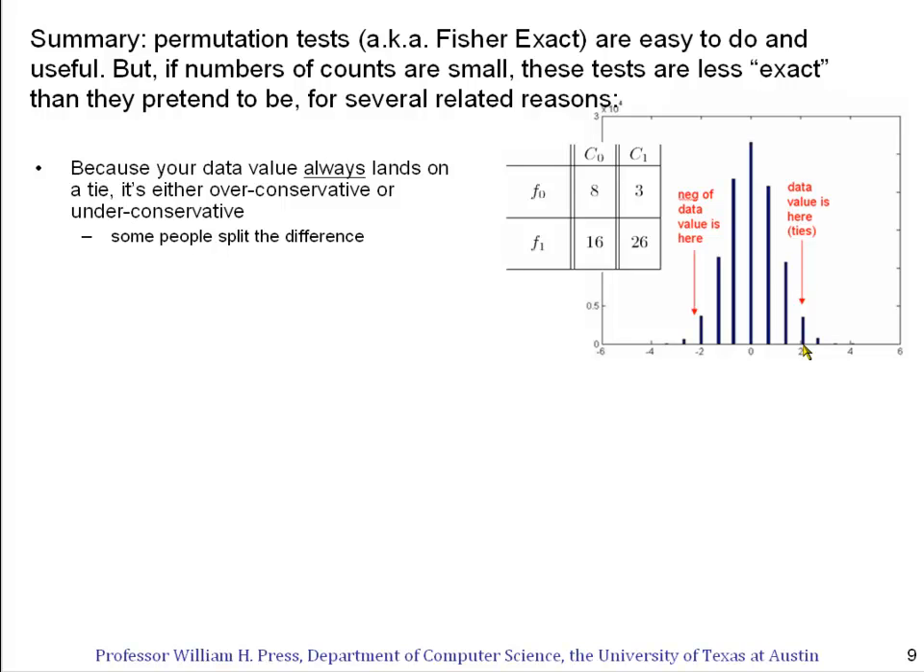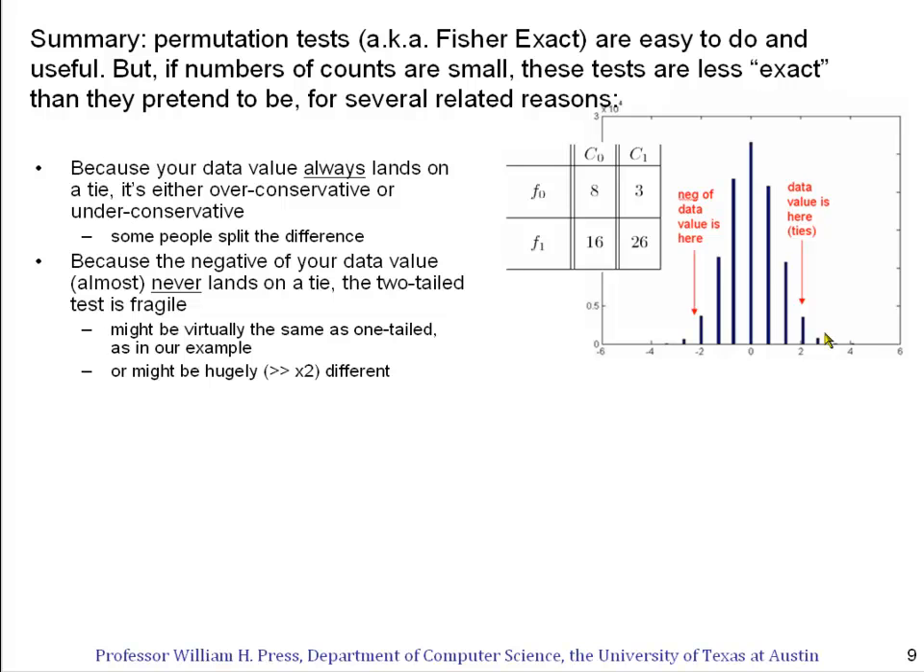First of all, your data will always land in one of these discrete values that the test is capable of producing. And that means that it's always tied with a bunch of other events that land in this bin, and that means that the result that you report is always either over-conservative or under-conservative. That is, if you include this whole bin in the tail area, you're being over-conservative. That's probably the norm and probably the thing to do. But if you don't include it, you're being under-conservative. Some people split the difference and include half the value, half the number of events in this bin when they calculate the p-value.